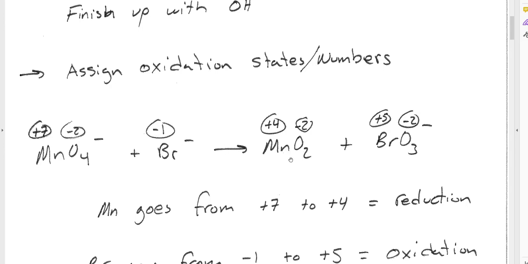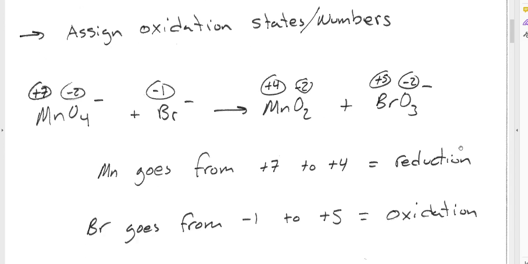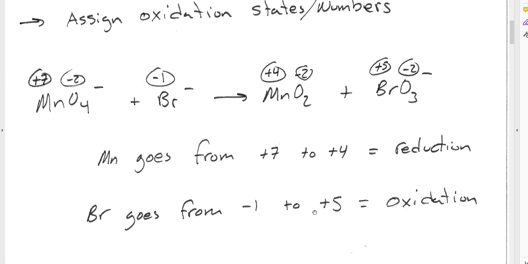Now in manganese oxide, the oxygen is -2 and the manganese is +4. And in the bromate ion, the oxygen is -2, but the bromine is +5. So the oxygen stayed the same, but the manganese went from +7 to +4, and the bromide went from -1 to +5. So manganese got reduced, +7 to +4, and bromide got oxidized, -1 to +5. Manganese is undergoing reduction, and bromine is undergoing oxidation.